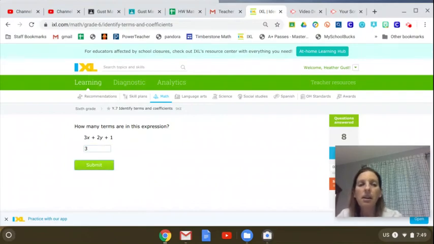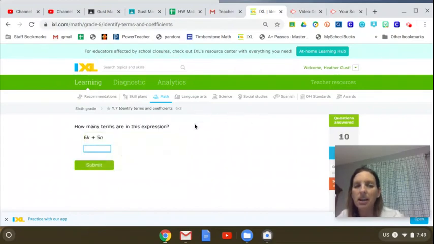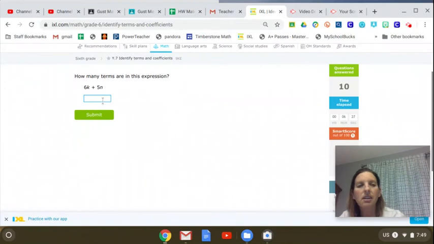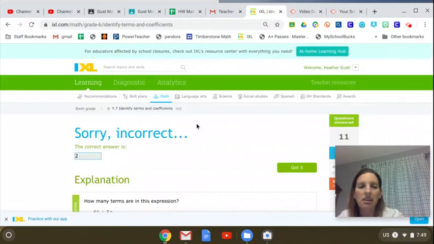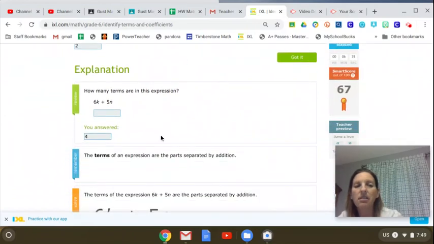Okay. Remember, if you run into trouble when you first log on to your IXL, there should be an option up here where you can click on it and it'll give you a little tutorial. You can also, if you're not sure about the question, just type in a number, and when you get the answer wrong, it will give you an explanation. It'll explain to you why it's incorrect. It'll show you the answer that you gave.